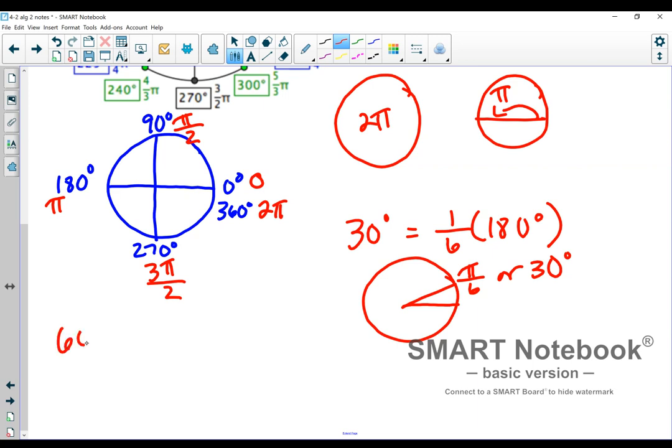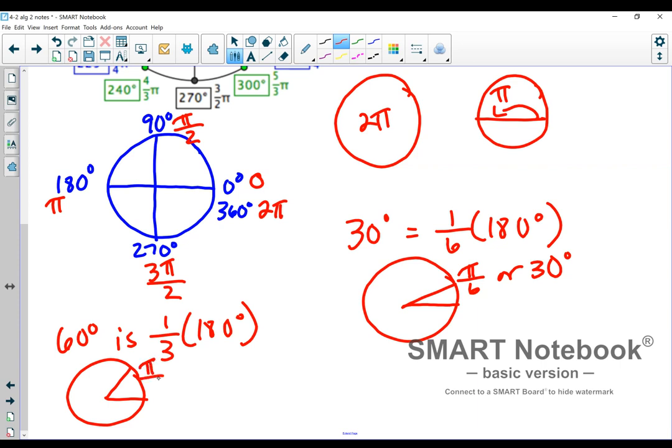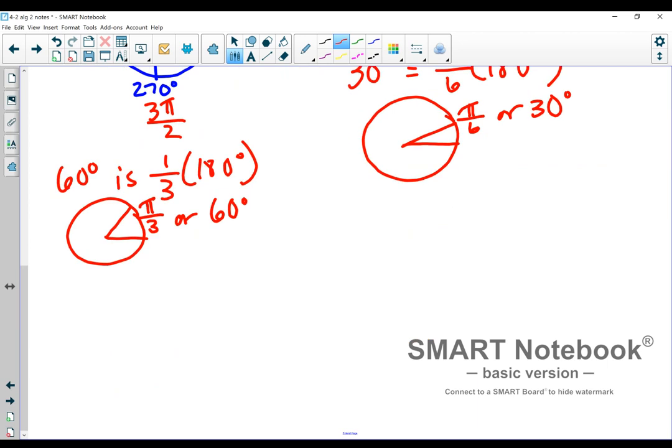If I'm thinking about 60 degrees, 60 degrees is 1/3 of 180 degrees. And if I want to think about 60 degrees, and I'm always going to start them at this positive x, that would be something like this, and it would be pi over 3, because it is 1/3 of 180 degrees. So if I have multiples of 60, I have multiples of pi over 3. If I have 7 pi over 3, then I would have 7 times 60 degrees.